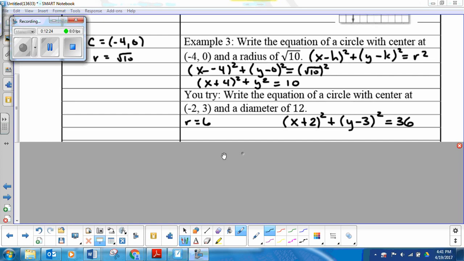You should have gotten the equation (x + 2)^2 + (y - 3)^2 = 36. And the reason for the 36 is our radius is 6.